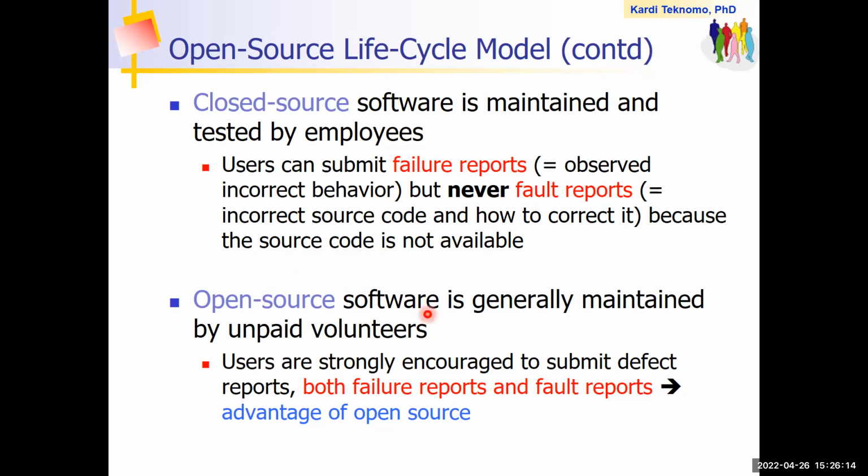While in open source, because it is generally maintained by unpaid volunteers, the user is strongly encouraged to submit even the defect report, both failure report and fault report. This is the advantage of open source. Can you see that? It's the user that tells you, hey, your code is wrong. This code contains some backdoor that people will easily hack. They are the ones who report that.